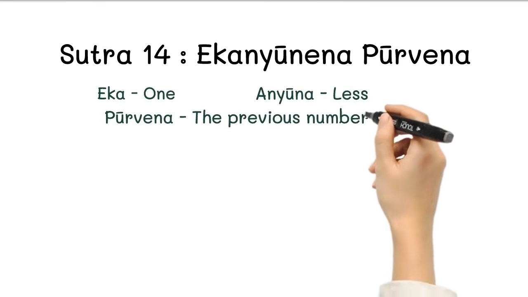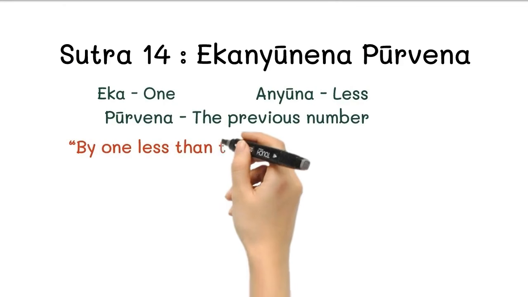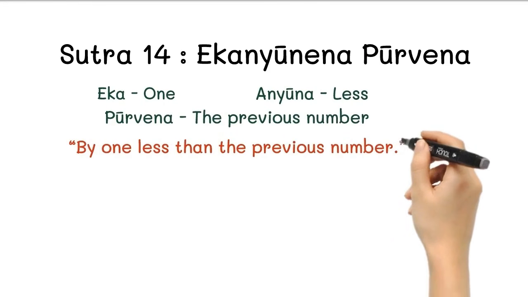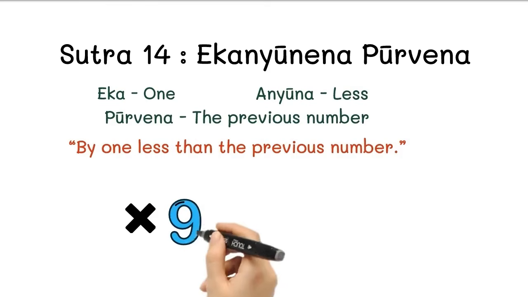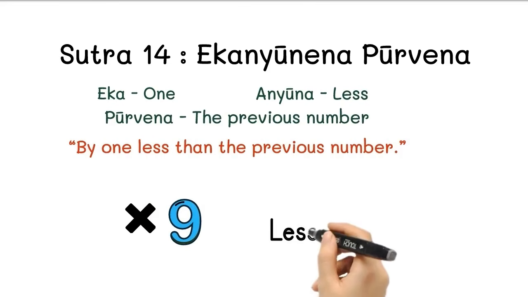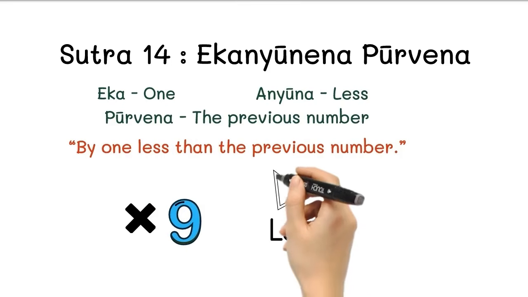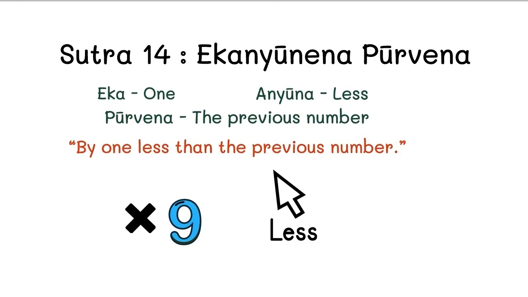Purvena means the previous number. Altogether we can say, by one less than the previous number. This means, whenever we multiply by numbers made of only 9s, we simply take 1 less than the given number and adjust the remaining digits smartly.